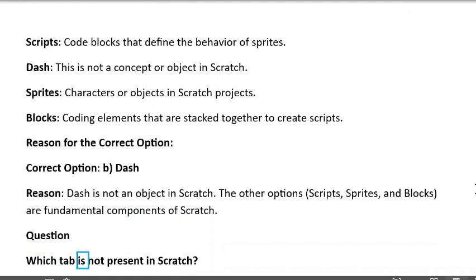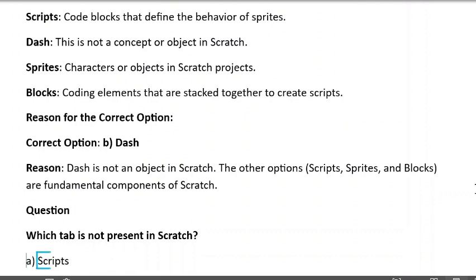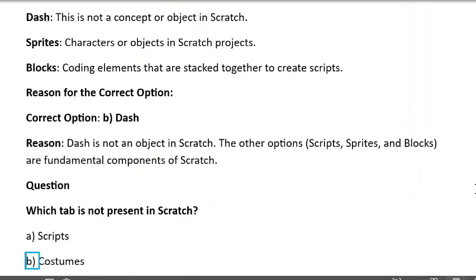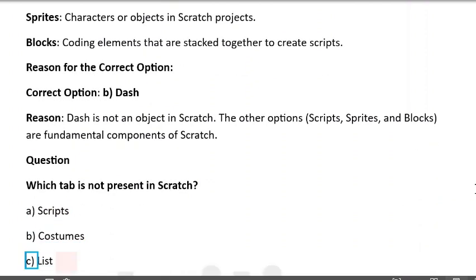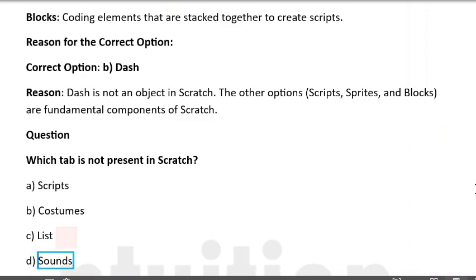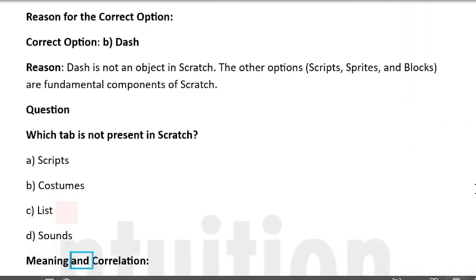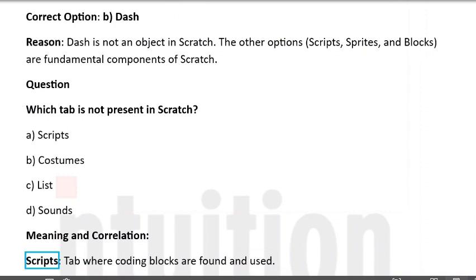Question: which tab is not present in Scratch? A. Scripts. B. Costumes. C. List. D. Sounds. Meaning and correlation. Scripts. Tab where coding blocks are found and used.